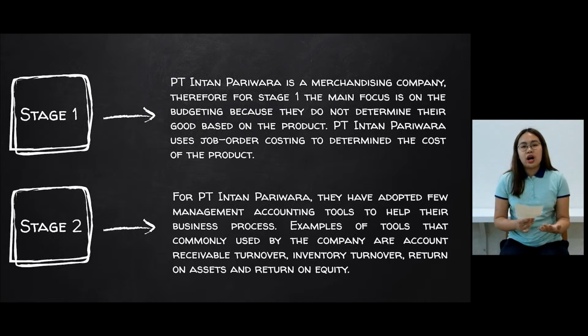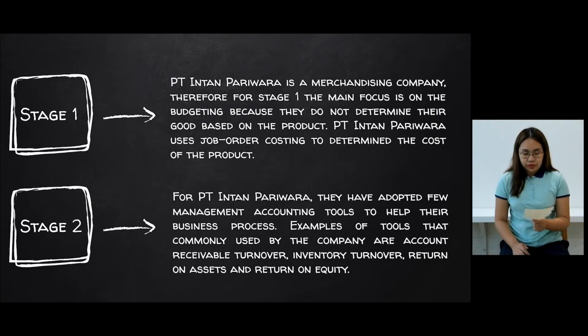They budget how many projects they should earn for a certain period. They budget how much profit they should earn from each project, or how much profit they should earn in a certain period. And then we move to stage 2.